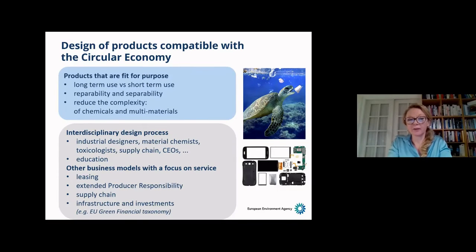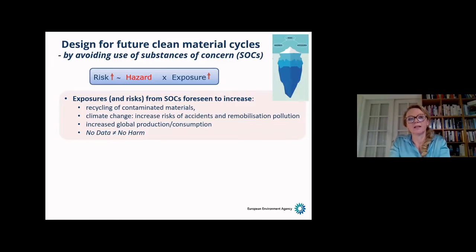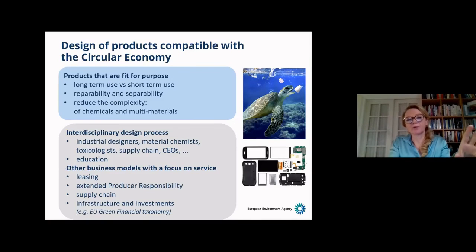We also talk about business models that have a focus on the service, which allows you to have a greater innovation space so you can deliver a service by many different means and designs. Think about leasing, extended producer responsibility, so the producer gets information from their suppliers, but also make sure that it works in the circular system, and so on. And then also thinking about the infrastructure and the investments into that infrastructure is really key. So this was how we can design products in the circular economy.